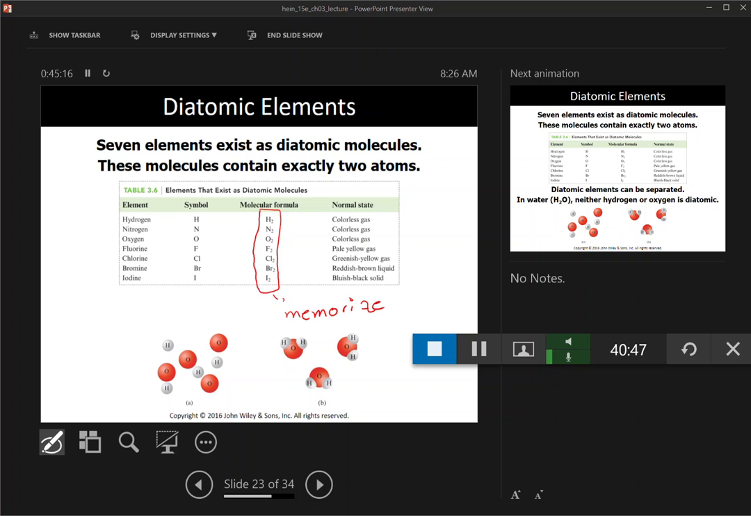So what this means is that, for example, hydrogen gas never exists as H. There is no such thing as H for hydrogen gas. It's always H2. There is no such thing as just O. When I say no such thing, it doesn't exist, meaning that it's not stable. These molecules are only stable as diatomic molecules. So it's always O2. It's always F2, Cl2, Br2, I2.